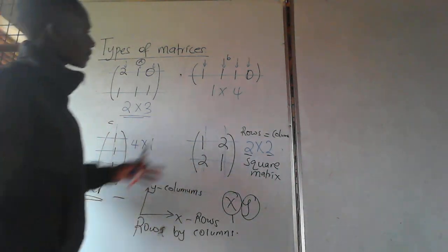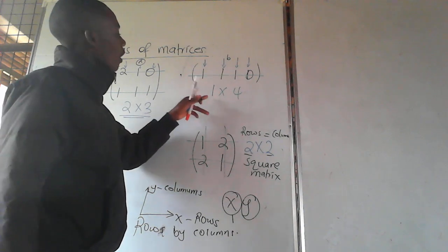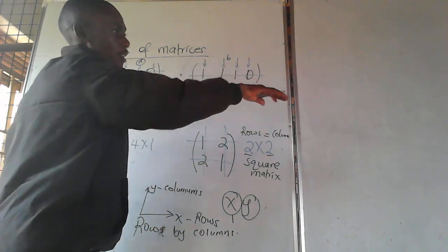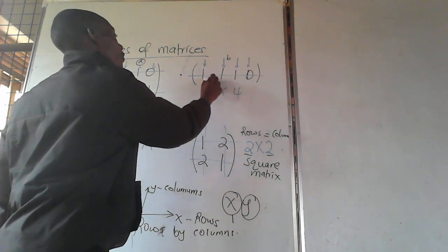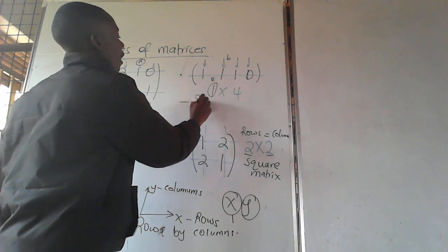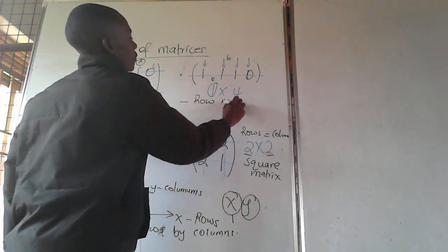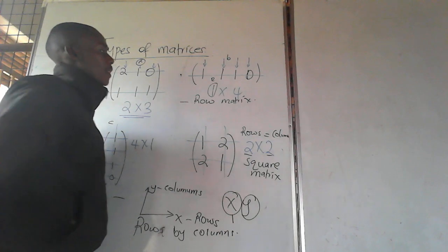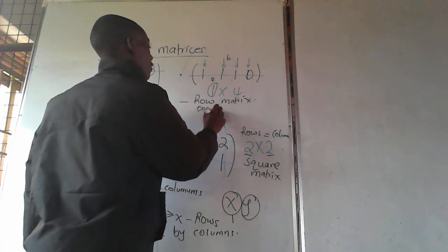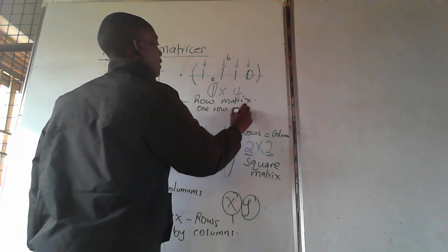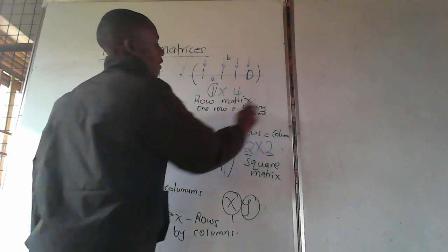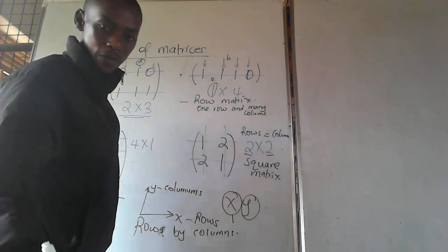Now this one has 1 row and many columns. If you have only 1 row and many columns, then it becomes a row matrix. So what's a row matrix? It's a matrix that has only 1 row and many columns. That one we call a row matrix.